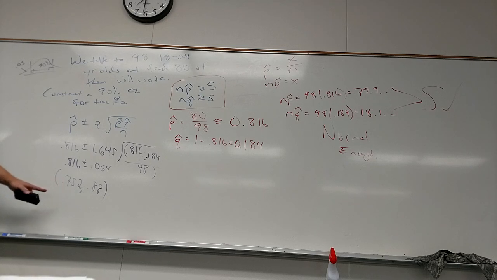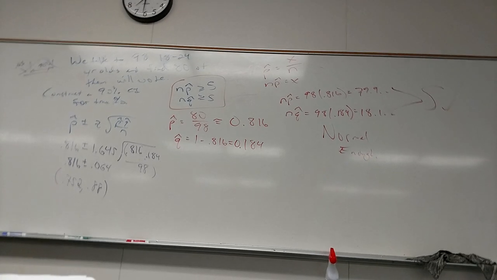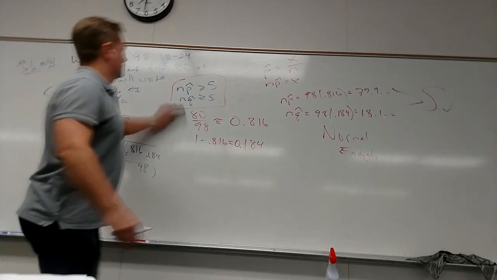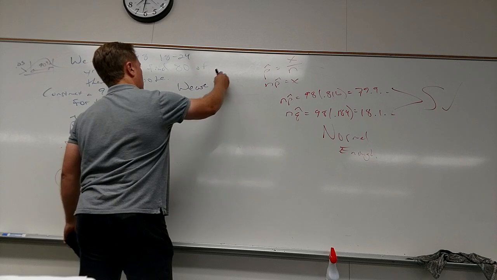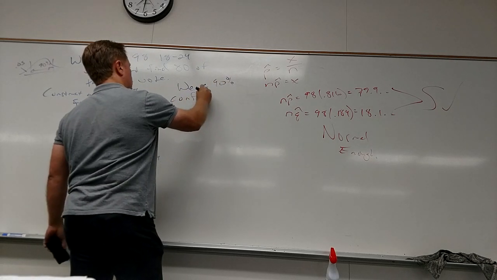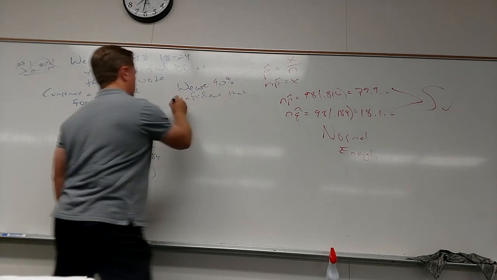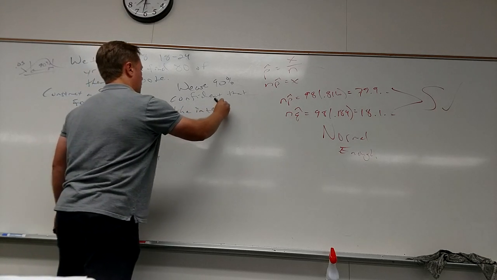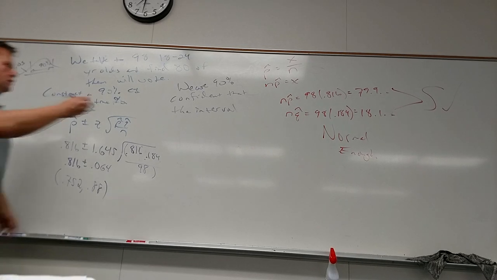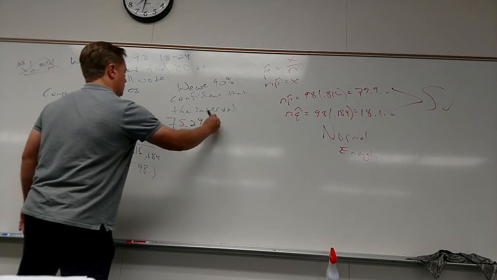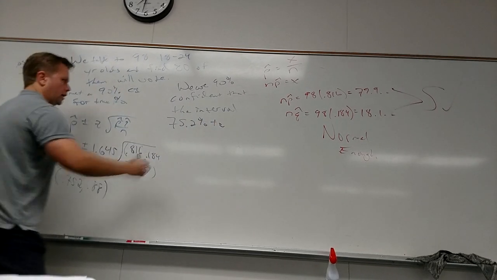So what does that mean? How do I interpret this? We are 90% confident that what? The interval. Convert this to the right thing. What does 0.752 mean? 75%. So in this case, you always have to have units, and the percentage is your units for this one. So the interval is 75.2% to 88%.